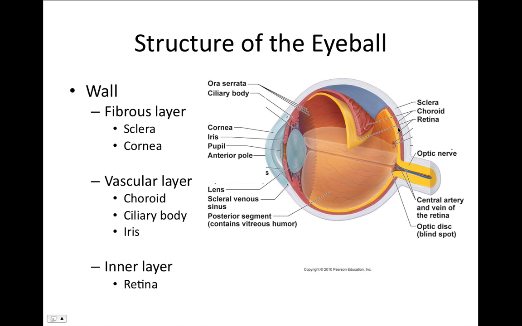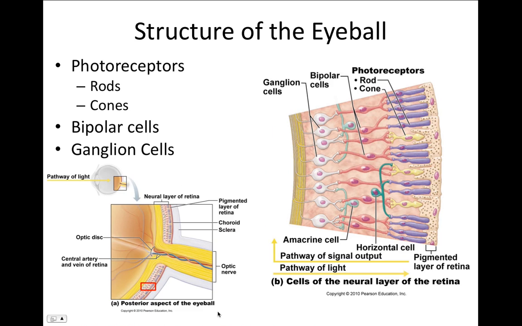The vascular layer is the choroid, which supplies blood to the retina. The ciliary bodies, which is going to be attached to the lens via the suspensory ligaments. And then you have the iris, which is going to be the portion of the eye that gives you the color, so blue, hazel, all that. And then you have the inner layer, which is going to be the retinal layer, and that's only in the posterior region.